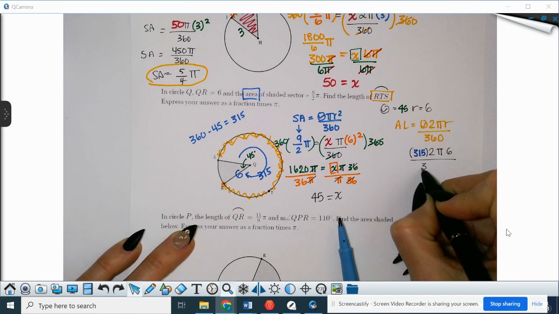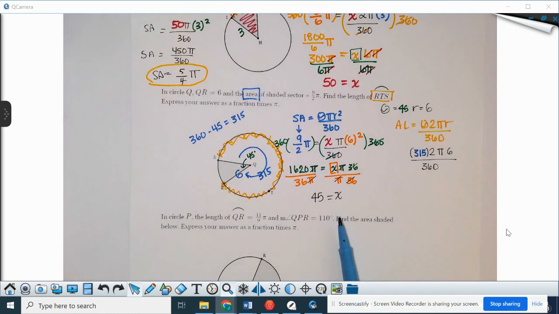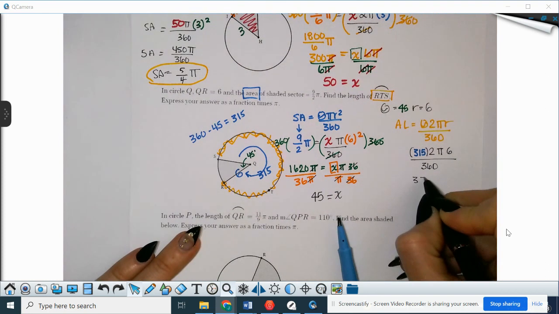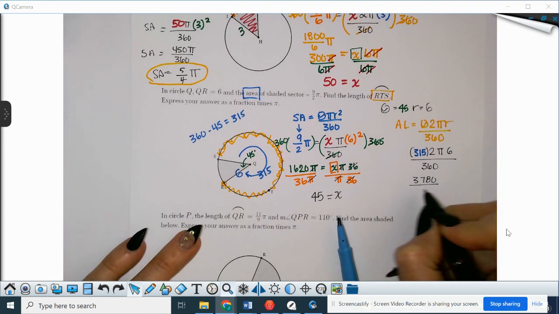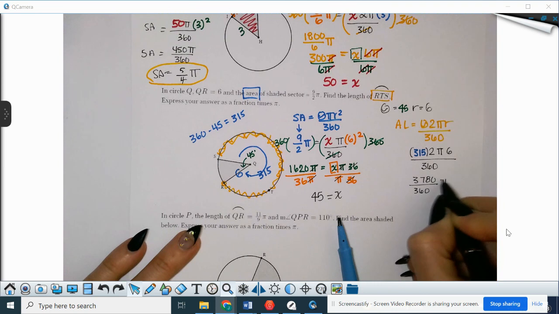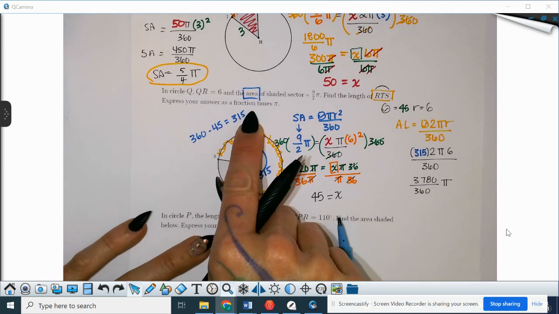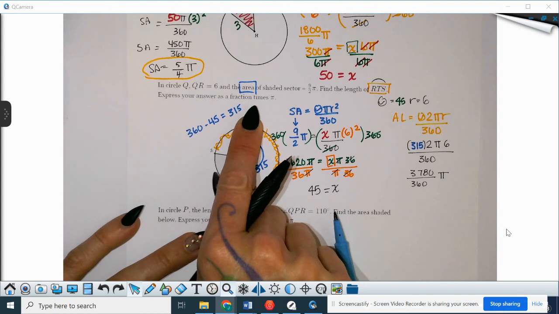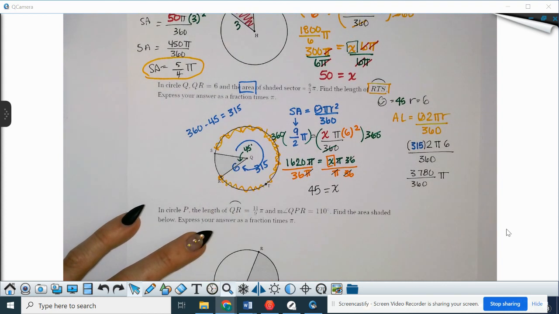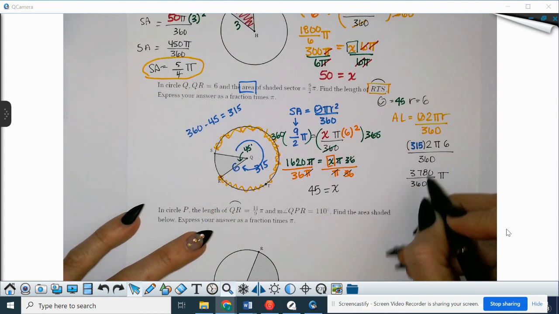Divide by 360. So 315 times 2, and then times that by 6. We get 3,780 over 360 pi. And it says leave it again in fraction terms of pi. On some of the other ones that were assigned in Delta, you use the pi button, not 3.14, the pi button. And so we're going to reduce this fraction.